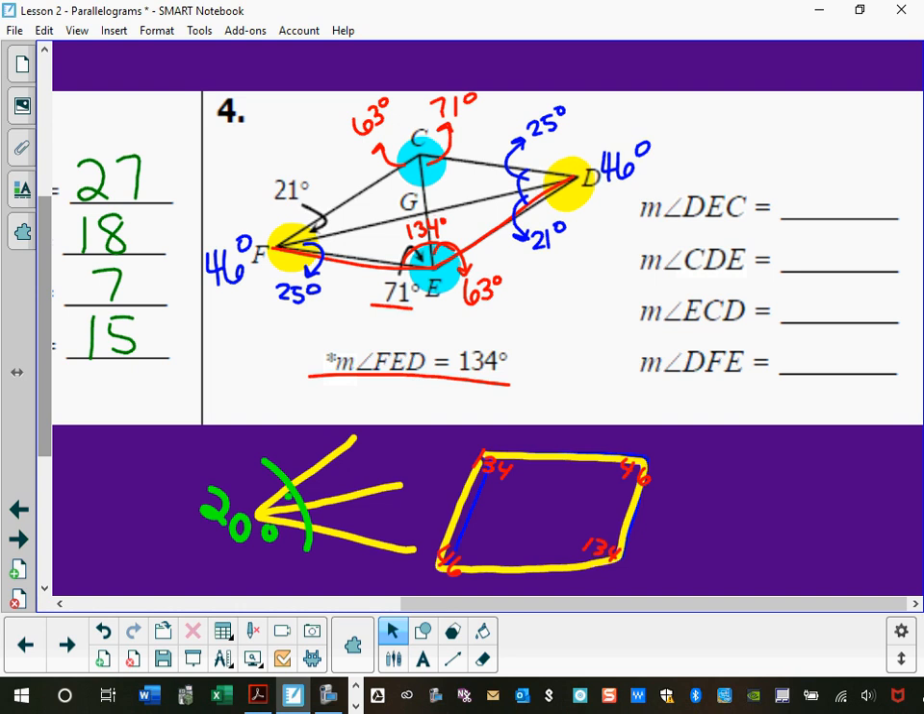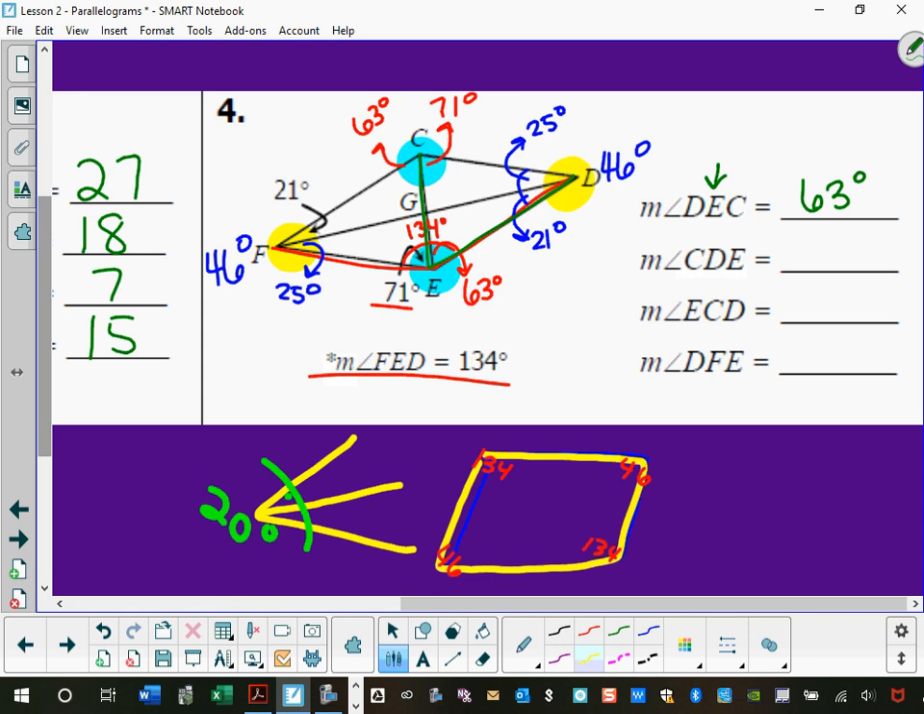So now we need to answer these questions. What is the measure of DEC? Follow it with your finger. DEC, whatever's in the middle, this middle angle tells you what your measure is. So what is the measure of DEC? Nope. 63, because we're going from D to E, which is straight up. So I need this angle here, which is 63 degrees. This stuff takes a lot of attention to detail.